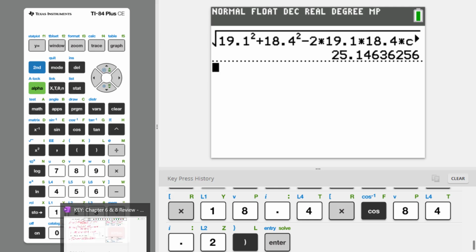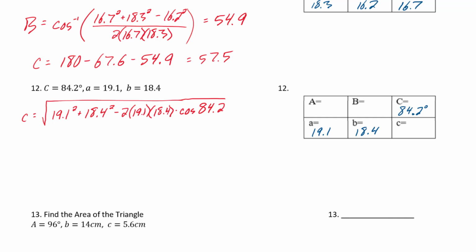25.15, sorry. And that would be my third side. Sorry, I'll keep it color coordinated here. 25.15, there we go. And now that I have that third side, I should be able to solve for either A or B. I think I'm just going to go after A.